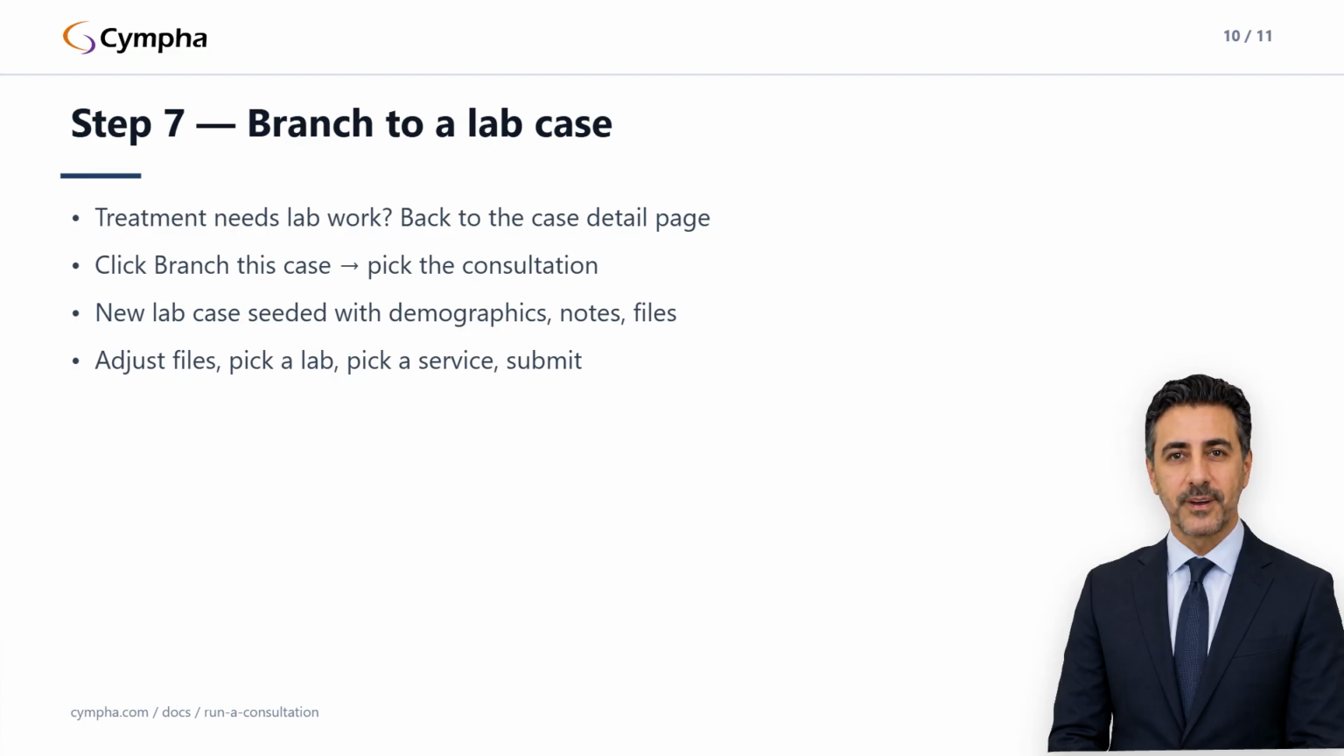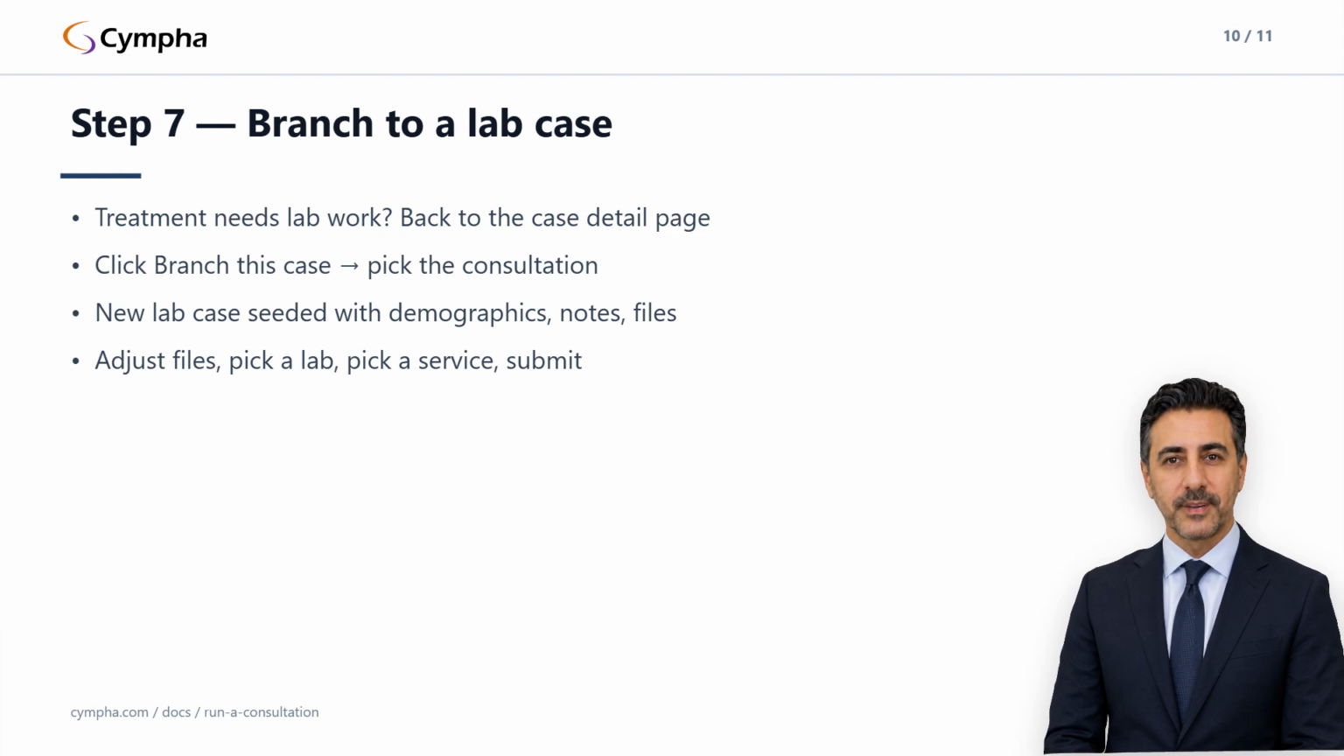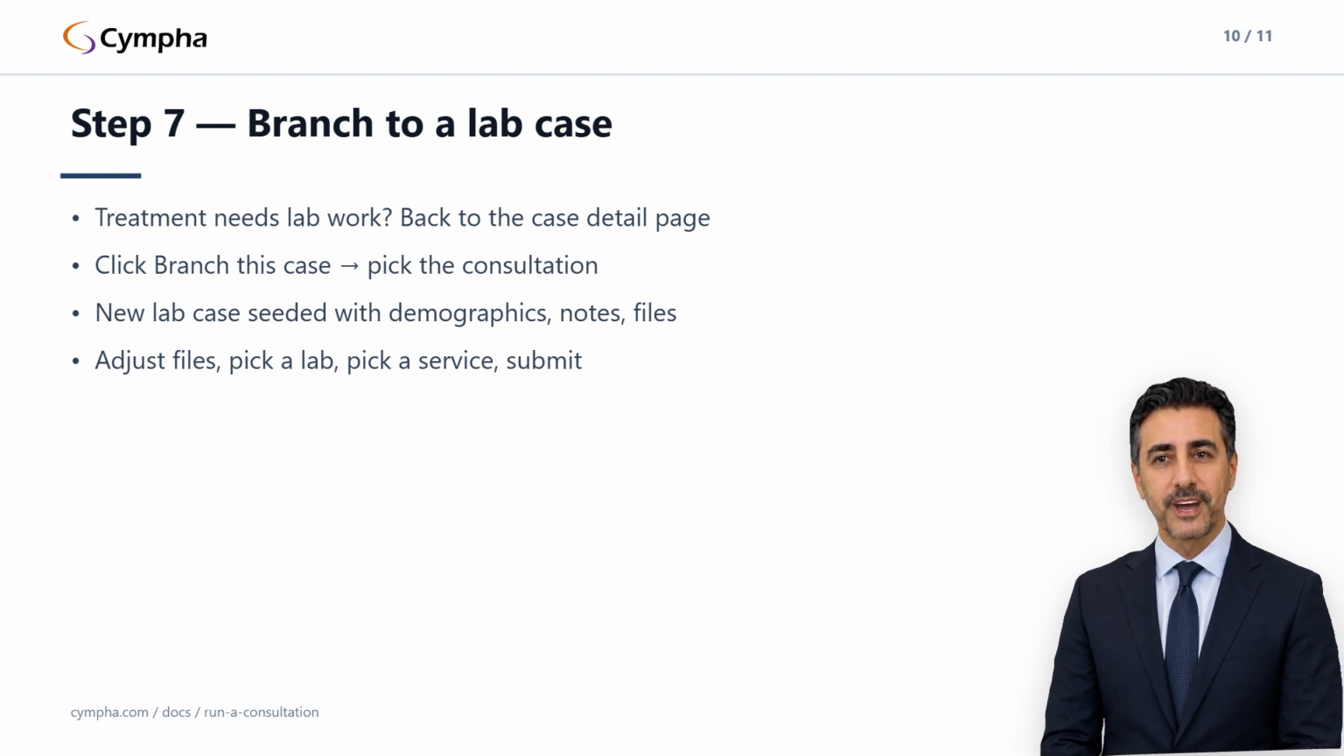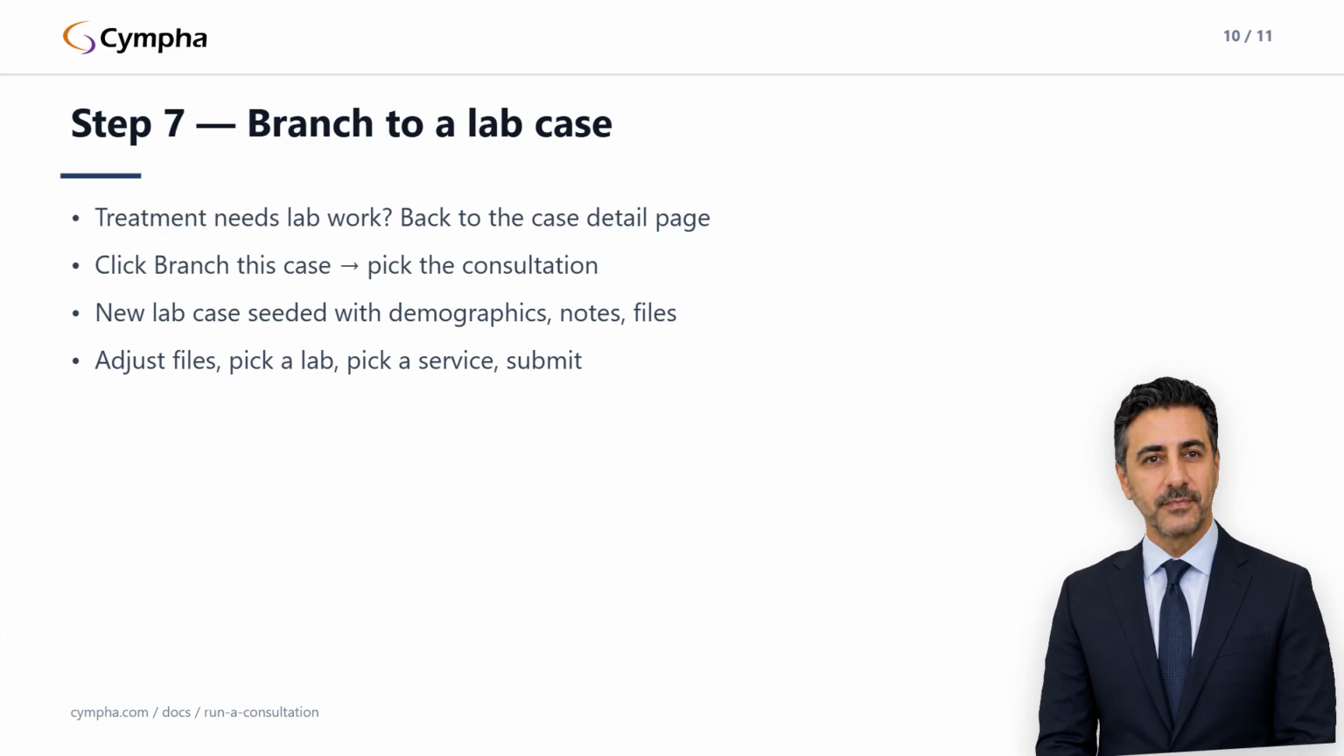From there, it's the normal submission. Adjust the file selection if you want, pick your lab, pick the service, and submit. There's a whole separate lecture on branching that goes deeper, but this is a moment where a conversation with a patient turns into a work order for a lab without you retyping a single thing.